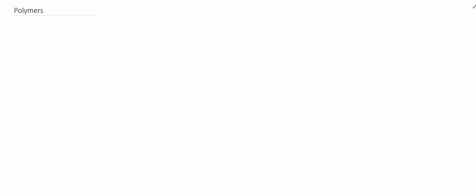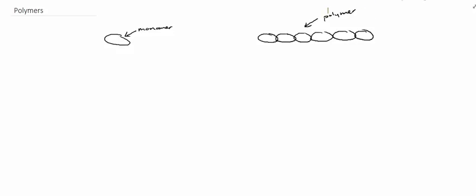Polymers are large molecules made from many smaller parts. The smaller parts that join together to make a polymer are called monomers, and they join together in a chain-like fashion to form a larger molecule called a polymer. Poly meaning many, so a polymer is made of many parts.